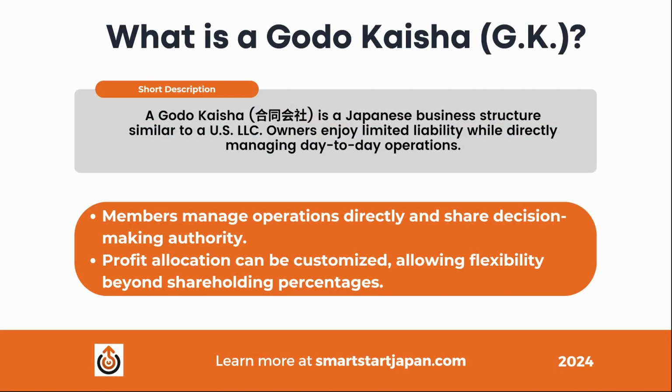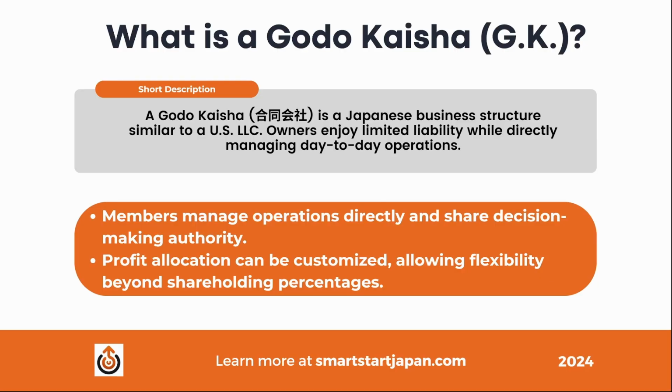Now, let's talk about what is a Godo Kaisha first. A Godo Kaisha or GK is a Japanese business structure similar to an LLC in the US. It combines the advantages of limited liability for its members with the ability to directly manage day-to-day operations, giving business owners a high degree of control and flexibility.